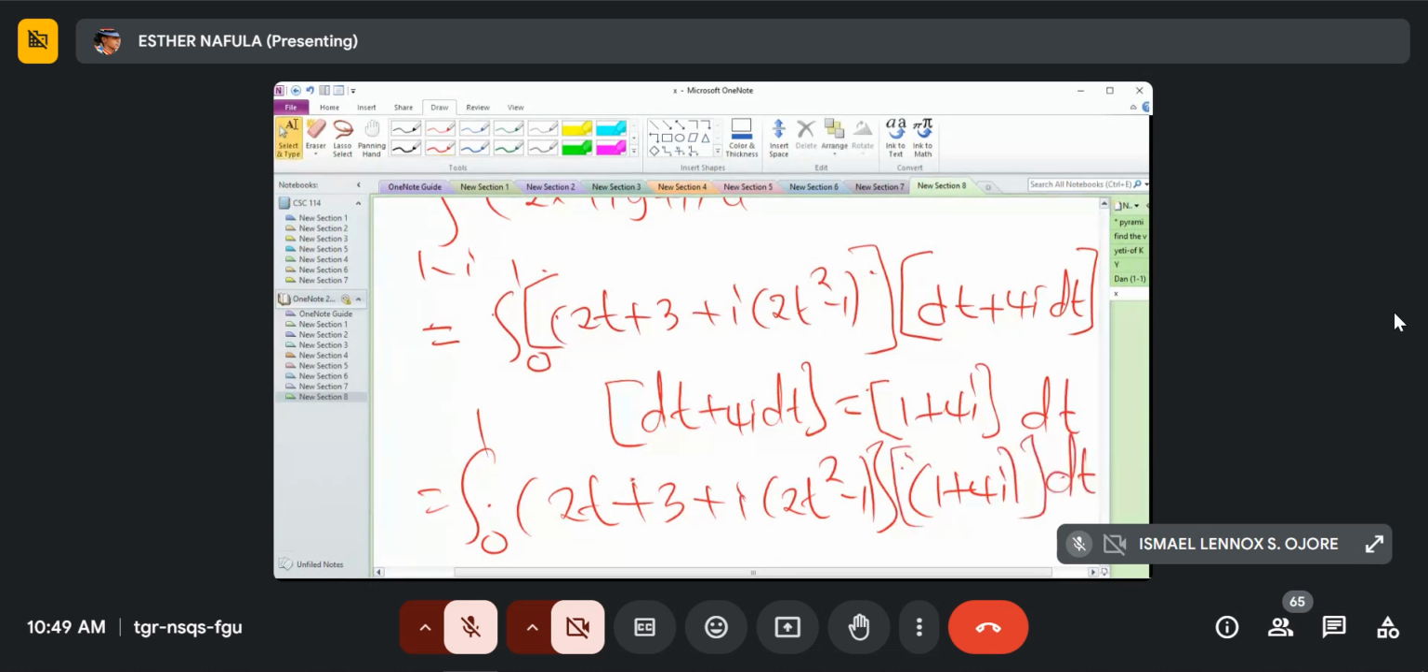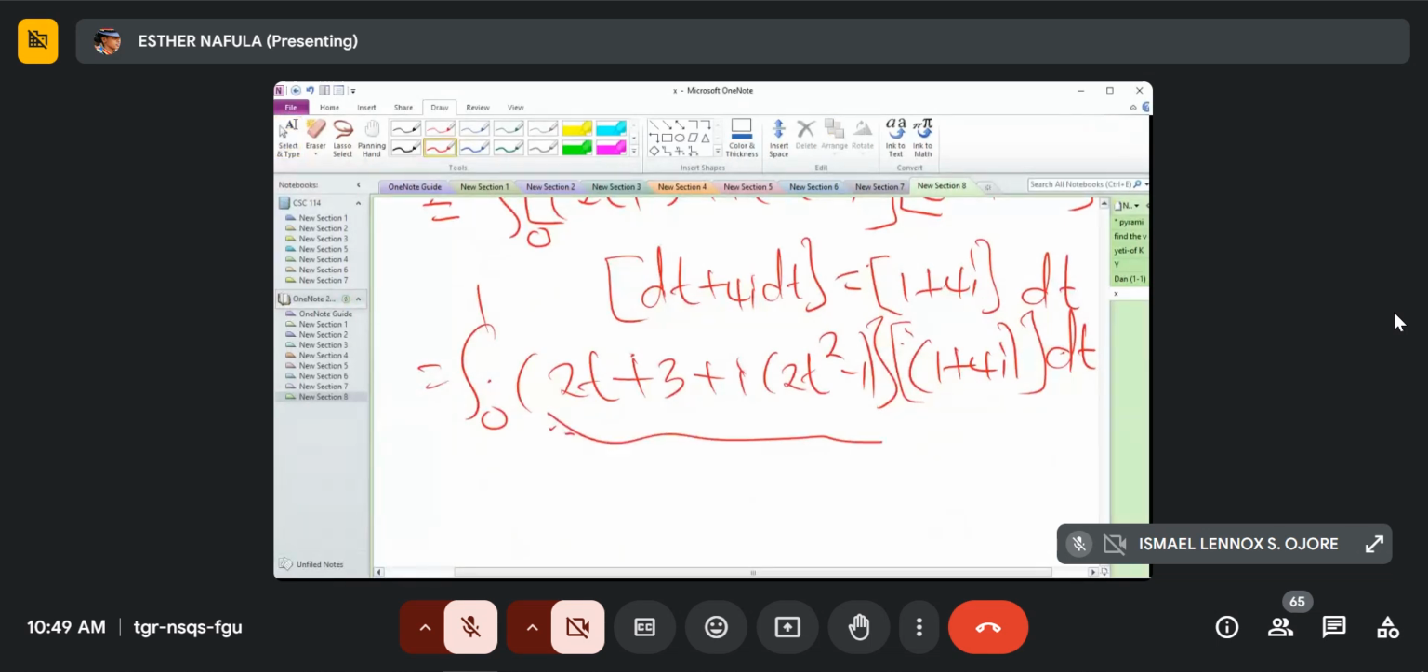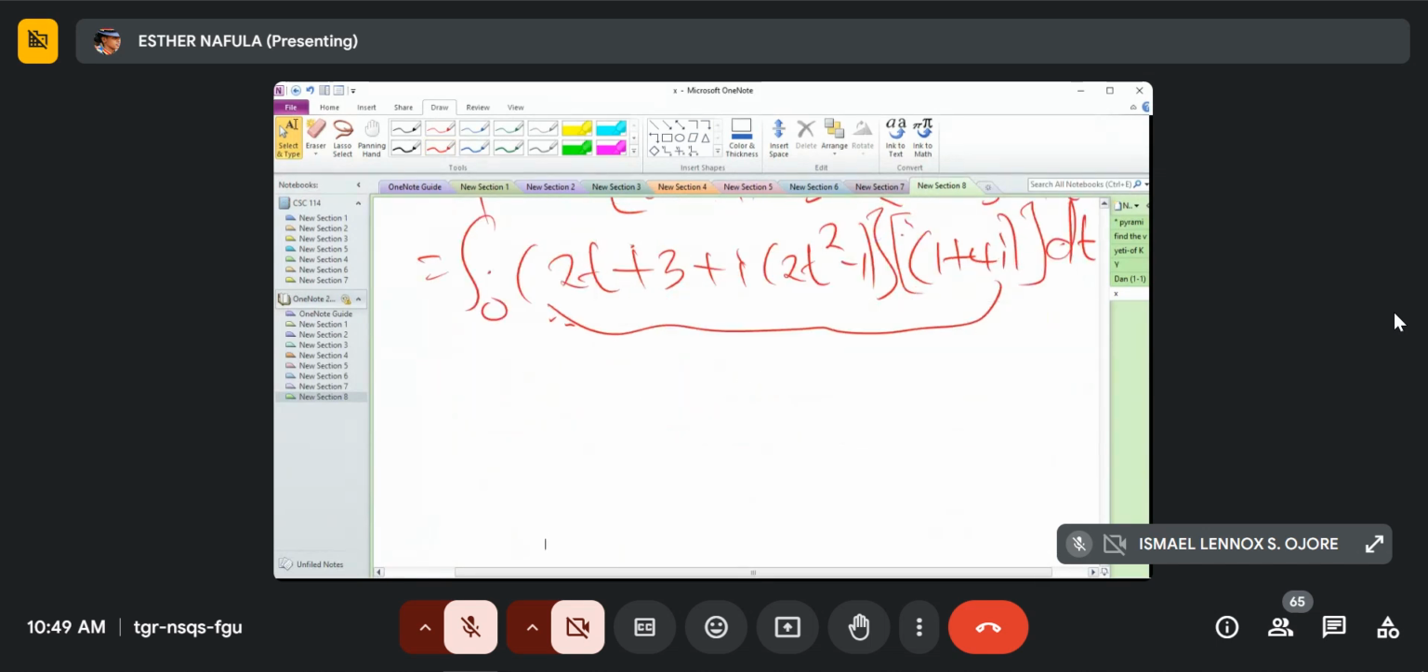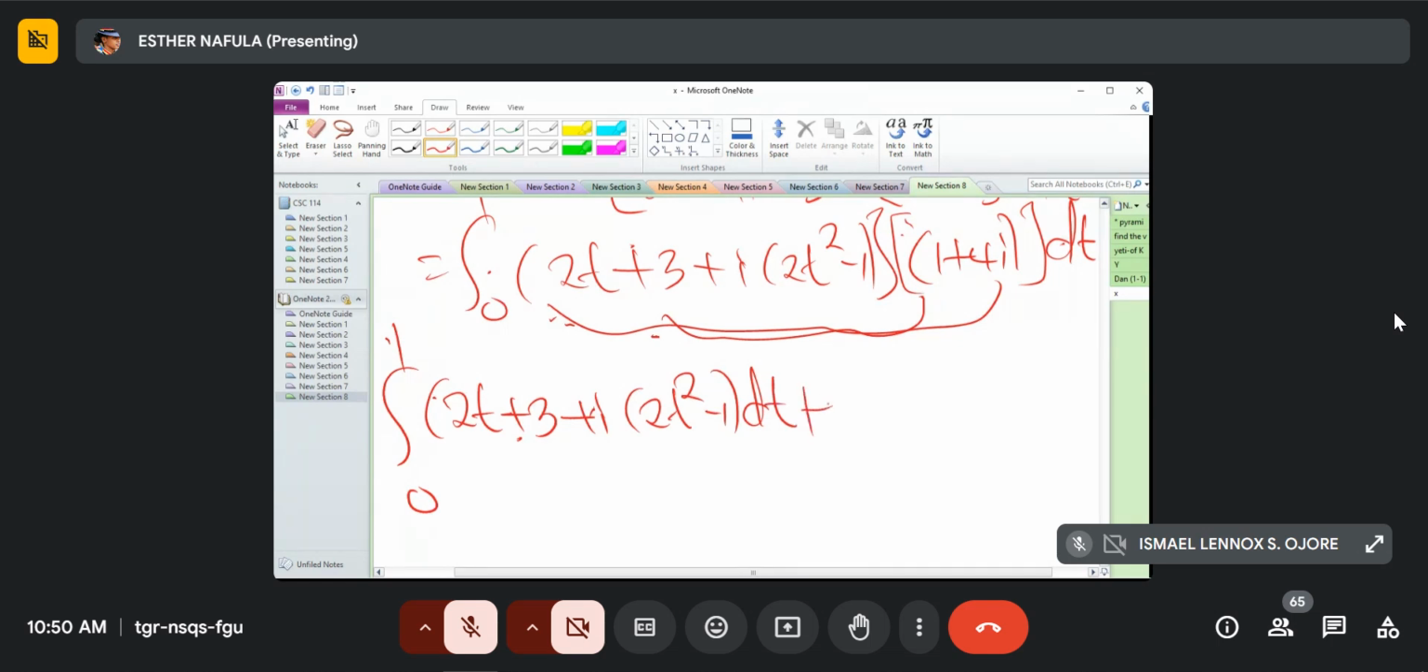We can actually expand this product. So this is the integral from 0 to 1. The whole of this times 1 is the same thing. So we'll have 2t plus 3 plus i into 2t squared minus 1 dt, plus, we want to integrate again from 0 to 1 the whole of this product times 4i, then times dt.